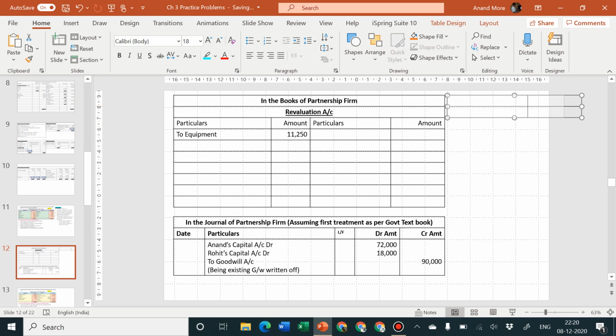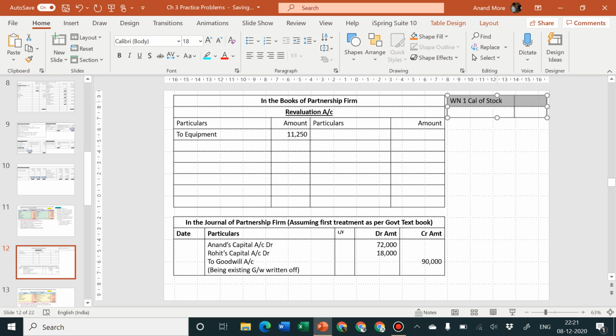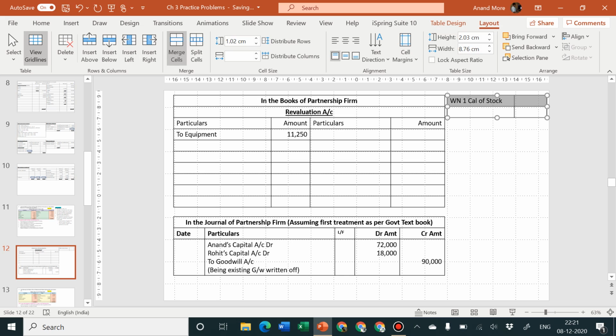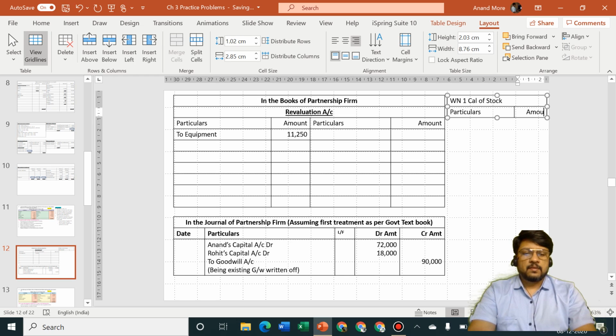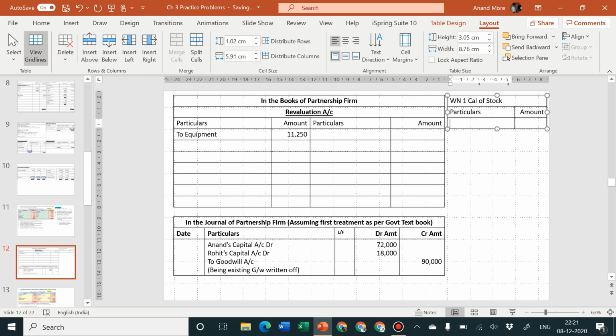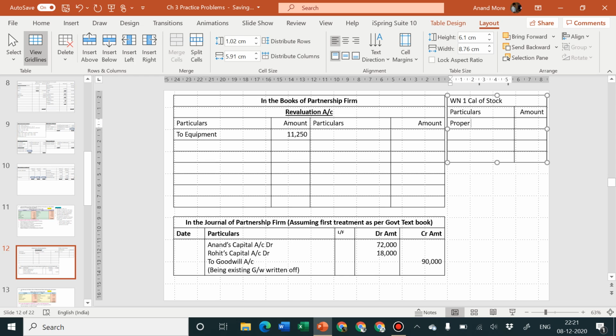What I'm doing is I'm preparing a working note. Working note number 1, calculation of stock. Particulars and amount, and let me insert some extra rows here. There is proper value. I'll add one more column here.